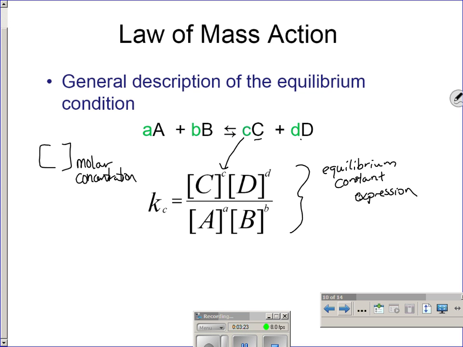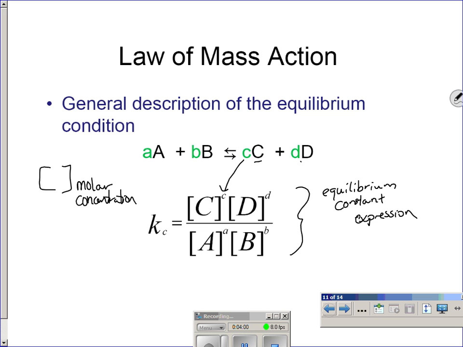So the equilibrium constant expression is the product of the concentrations of the products raised to the power of their coefficients, divided by the product of the concentrations of the reactants raised to the power of their coefficients. These are not things that are hard to write. To get the equilibrium constant expression, all you need is a balanced chemical equation. It's just that the calculations can get a little more complicated.